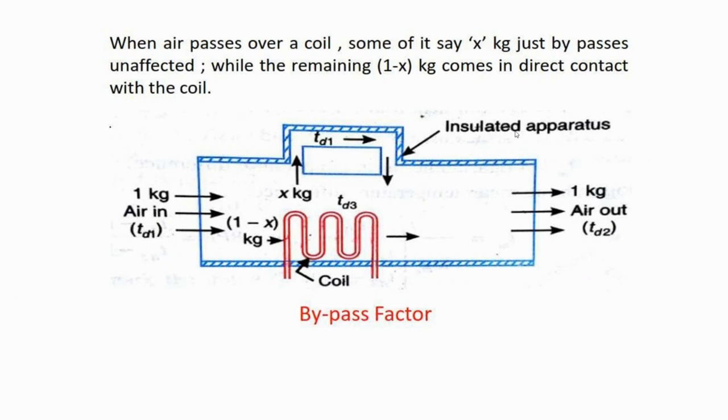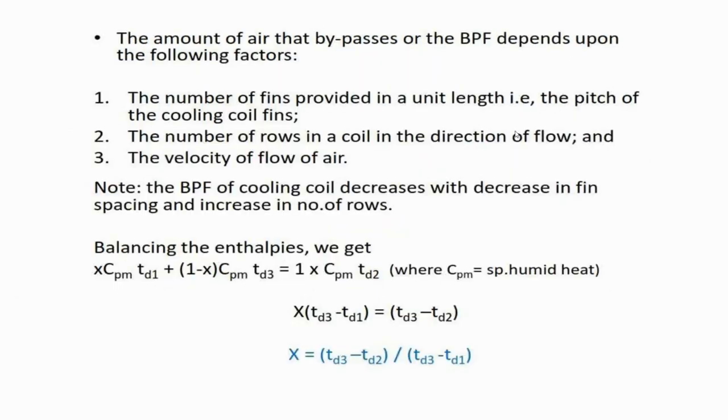So that would be mixing of air, and apparently the temperature would be different from the coil temperature. So that is basically the difference. Here we will get three temperatures: inlet temperature, outlet temperature, and coil temperature. So we can formulate it.